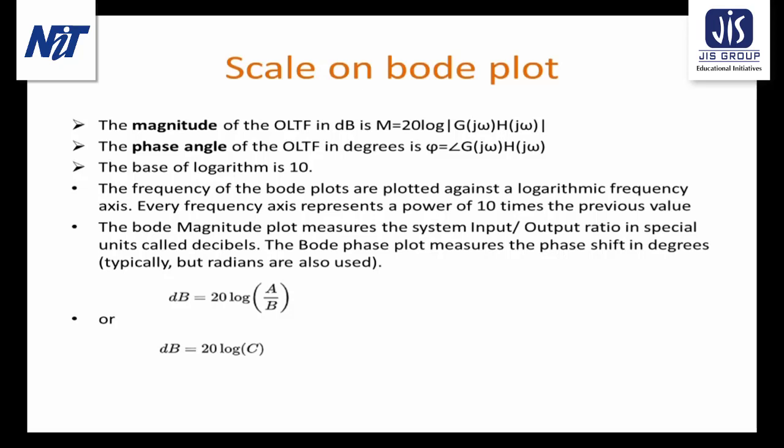Now, the Bode magnitude plot measures the system input-output ratio in the dB unit. The Bode plot measures the phase shift in degrees, but radians can also be used, but in this video lecture, we have plotted against degrees. Now, to convert to decibel, we have to multiply by 20 log. So, suppose the form is A by B, then to convert it into decibel, we will multiply it with 20 log A by B, or it can be written as 20 log C.